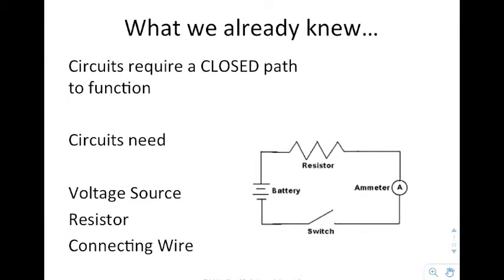We know that a circuit requires a closed path in order to function, something that is not here. This is considered to be an open circuit. It needs a voltage source, generally some sort of resistor to use the energy from the circuit, and some sort of connecting wire. In order for this circuit to function, I would have to close the switch.